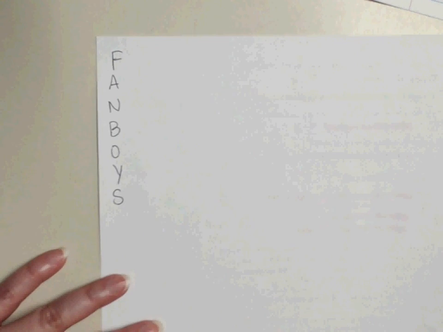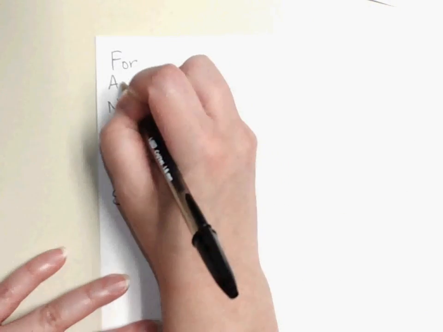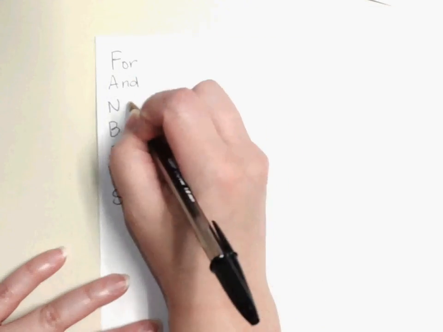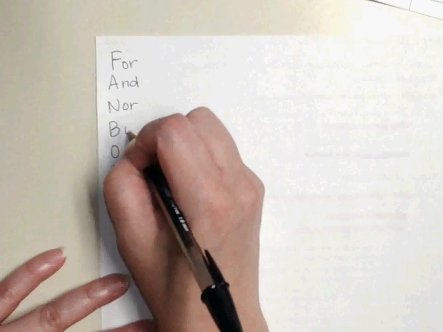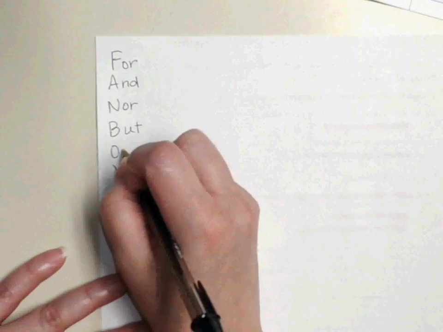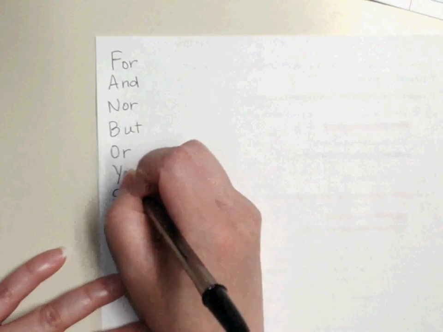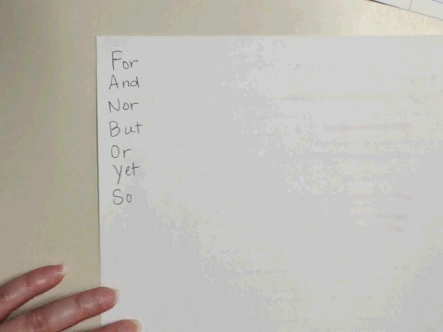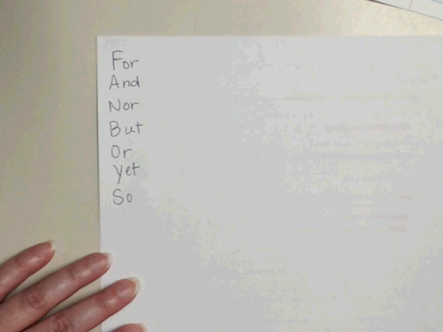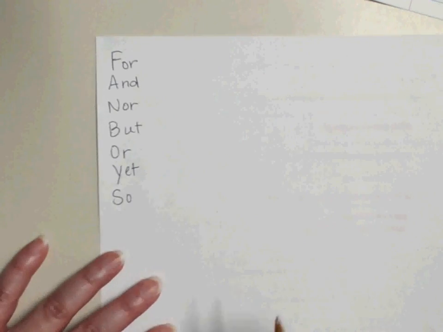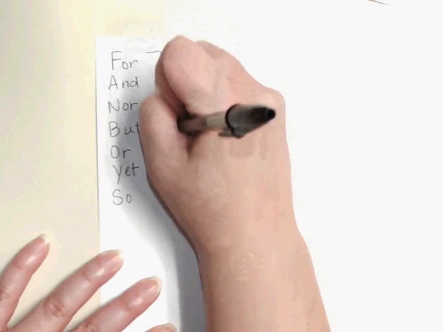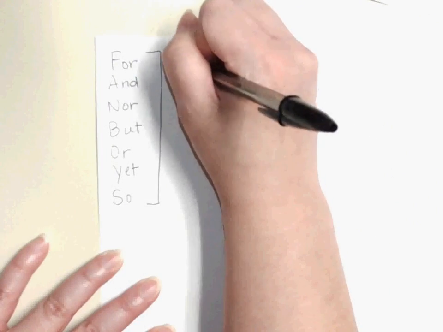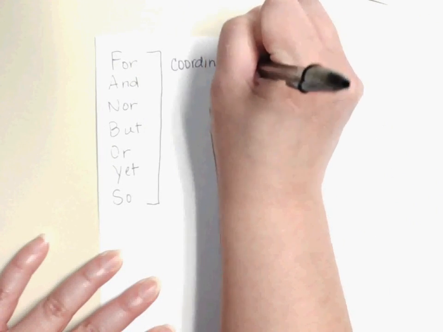You love these. These are your best friends. Are they? They are. What's the F stand for? For. A. And. N. Nor. B. But. O. Or. Y. Yet. S. So. For, and, nor, but, or, yet, so. Those are our FANBOYS. Learn them. Love them. Become them. I don't know. Something. Oh, you're divorcing them.